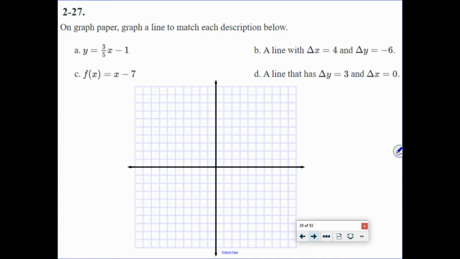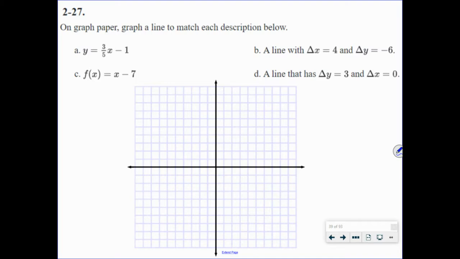So on graph paper, graph the line to match each description below. Now, on your handout, you have this on the right-hand side of your handout. So there are 4 graphs on there. Please do not work ahead, just work with me here, okay? What I want you to do is graph these lines without doing a table, okay? That's the goal, can you do it without doing the table? This is a little challenging, okay?